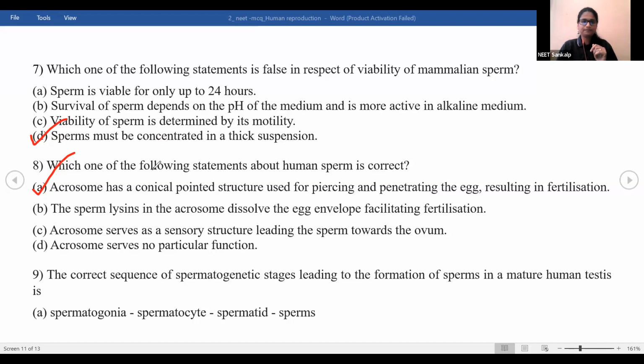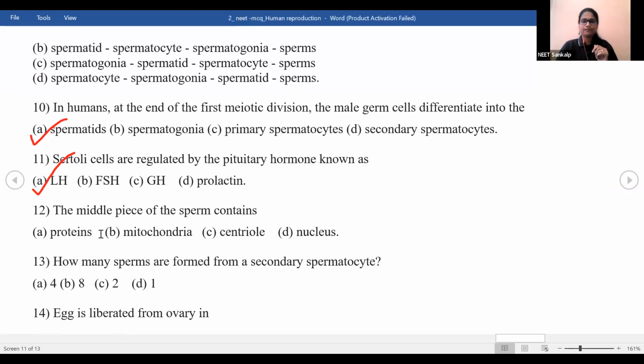Second option: spermatid, spermatocytes, spermatogonia, sperms. Third option: spermatogonia, spermatid, spermatocyte, sperms. Fourth option: spermatocytes, spermatogonia, spermatid, sperms.